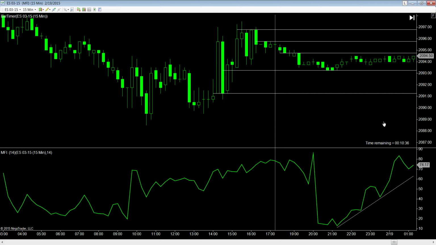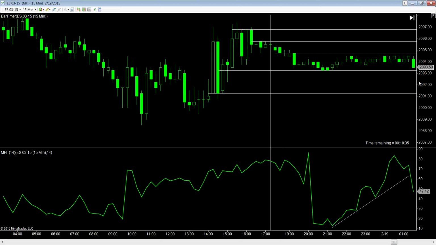So as we move forward, we can see right now that the MFI has penetrated the upsloping trend line here in real time, but yet the prices are not through the floor level that's been established on the 15-minute chart at 2093.25. In fact, they're trading at 2093.50, just a tick away from the actual floor.